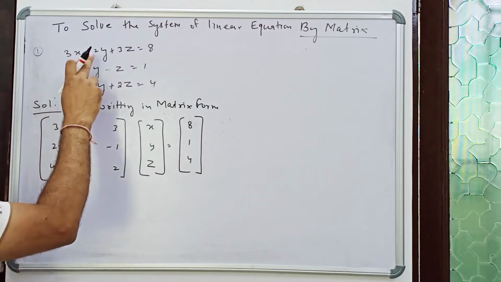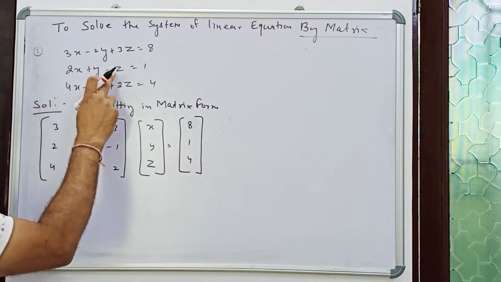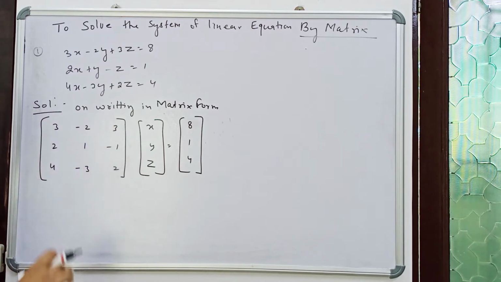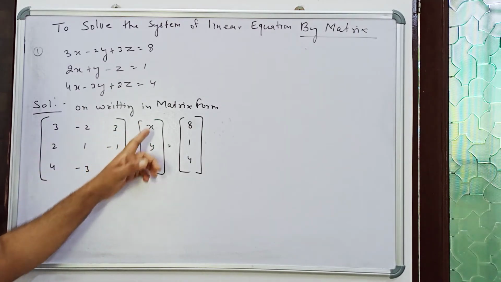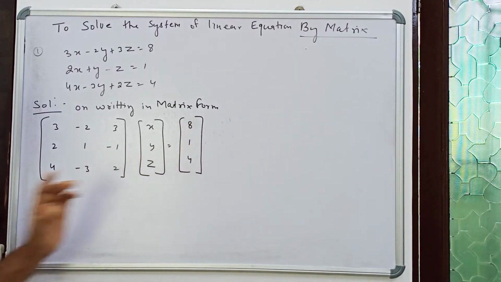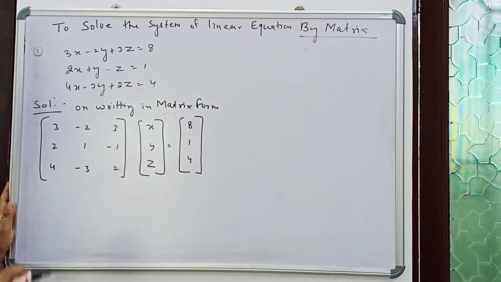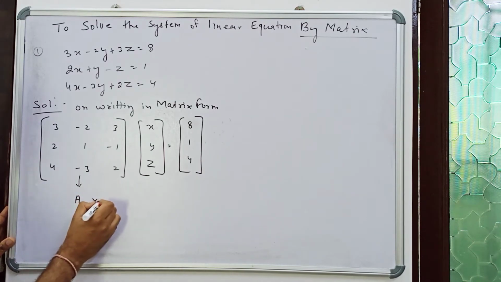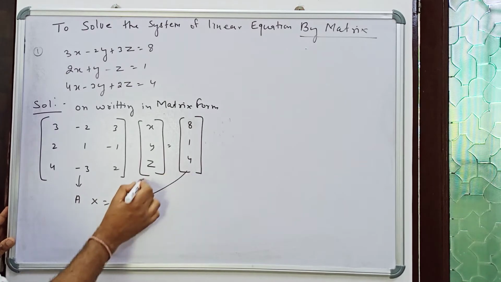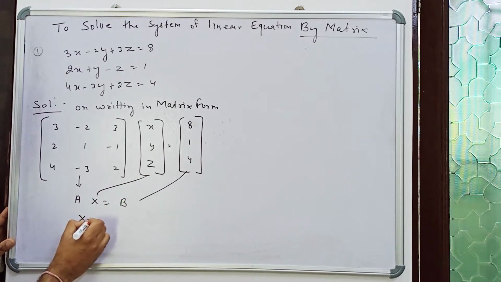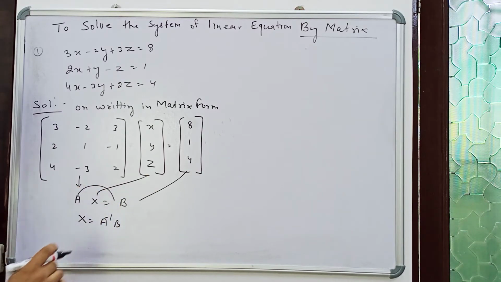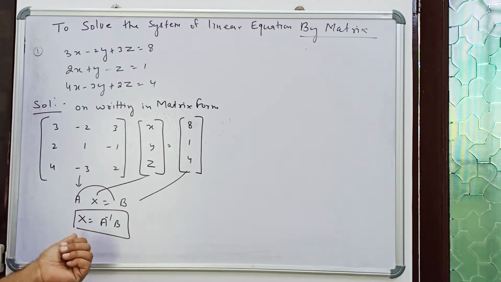Then it is 3, minus 2, 3, 2, 1, minus 1, 4, minus 3, 2, that we write here. And this is the matrix of the coefficients. This is the matrix of the variables and this is the matrix of the constant terms. Now this is the A matrix, this is the X matrix and this is the B matrix. Then what is the value of X here? A inverse B, that is when I transfer this A this side, then it is A inverse. So the value of X is A inverse into B.